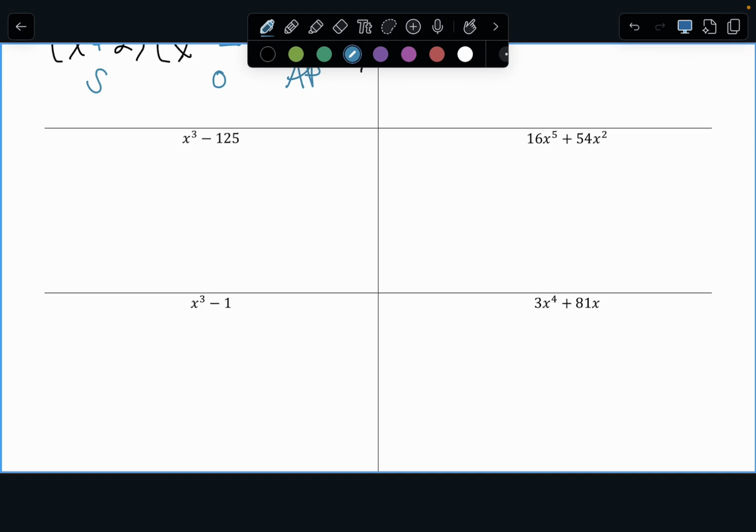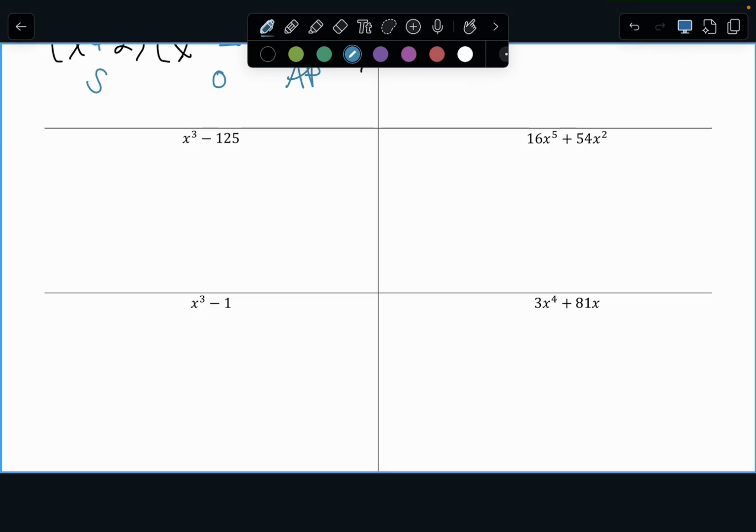Yes, go ahead. So when you take the square root, you don't care about the sign at all. So it's just positive 5. Okay.